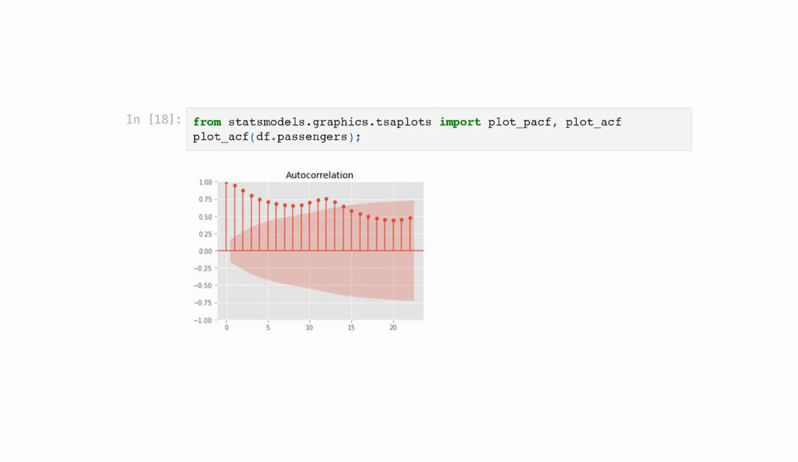Of special note is the shaded region, which represents the uncertainty range. For a reading to be meaningful, it has to be lying beyond the shaded range. So for instance, all values after a lag of 15 are present inside the shaded region and hence can be neglected.